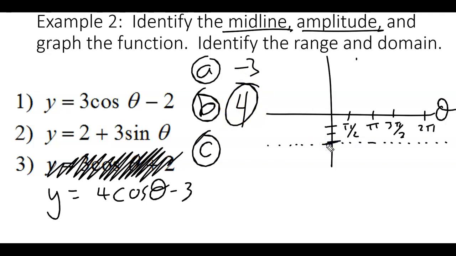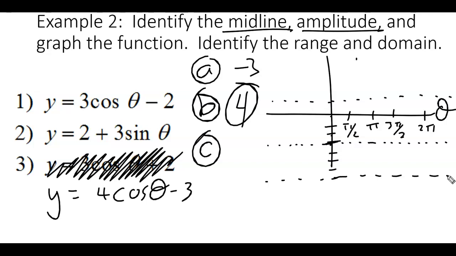So adding means go up, so I'm going to go up 4 spaces, 1, 2, 3, 4, and that's going to be my maximum point now. And I'm going to go down 4 spaces from the midline, and that would be my minimum. Now here's the hardest part. Where do you put your very first starting point?